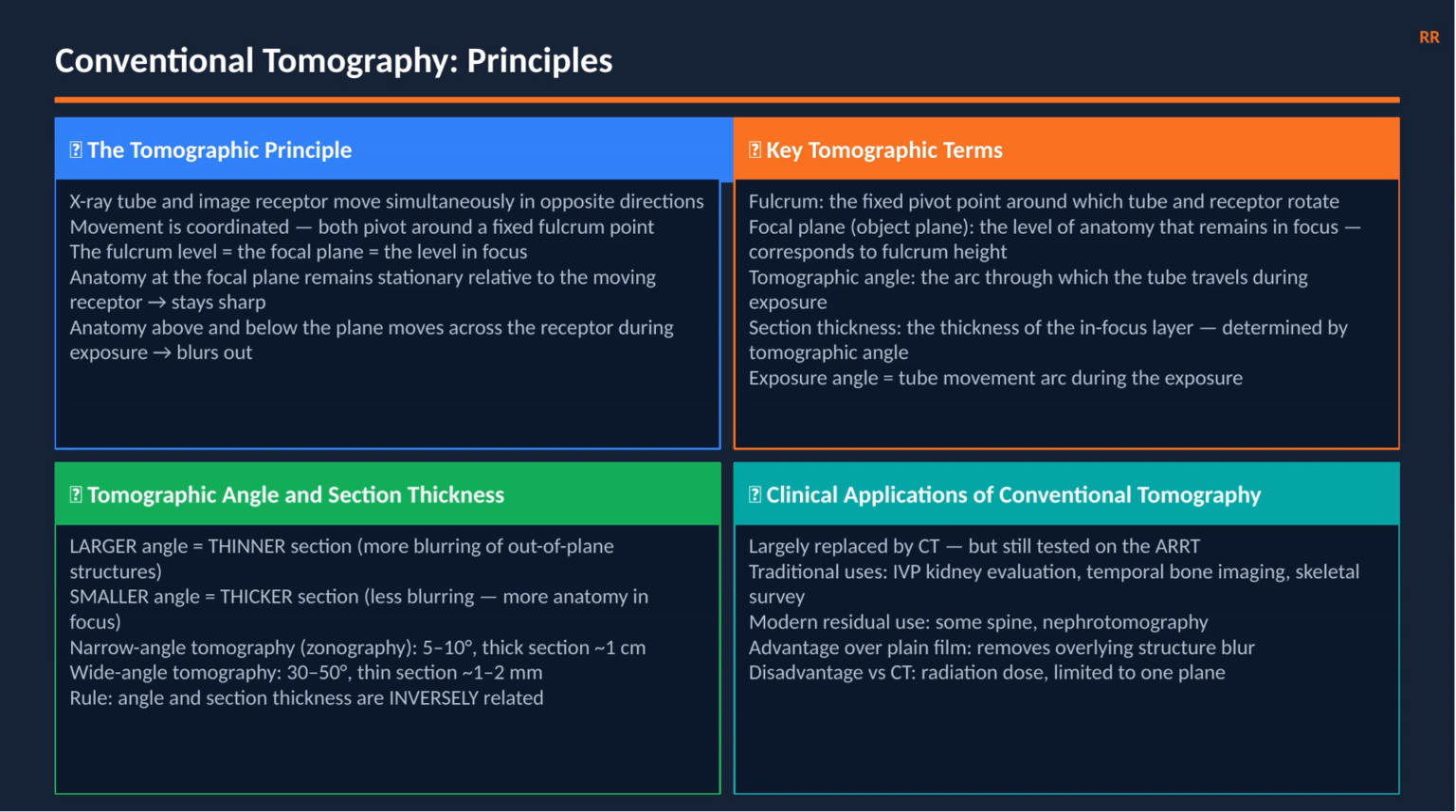Tomographic angle, the arc through which the tube travels during the exposure. And section thickness, the thickness of the in-focus layer, determined entirely by the tomographic angle. The most important relationship in tomography, and the most tested on the ARRT: tomographic angle and section thickness are inversely related. Larger angle equals thinner section. Smaller angle equals thicker section.